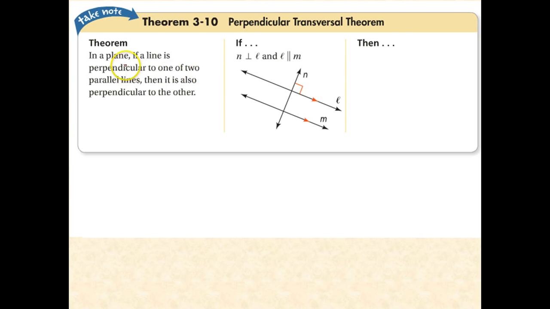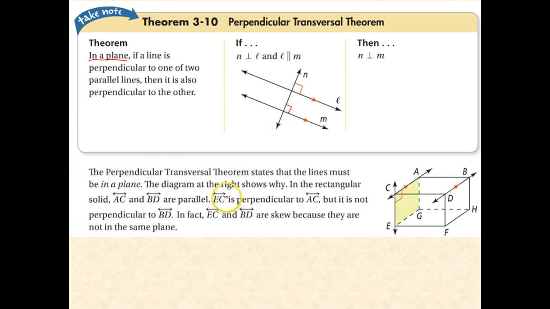Ooh, the perpendicular transversal theorem. In a plane, if a line is perpendicular to one of two parallel lines, then it is also perpendicular to the other. So this one's almost like the converse of the last theorem we did. If N is perpendicular to L, and L is parallel to M, then N is also perpendicular to M.